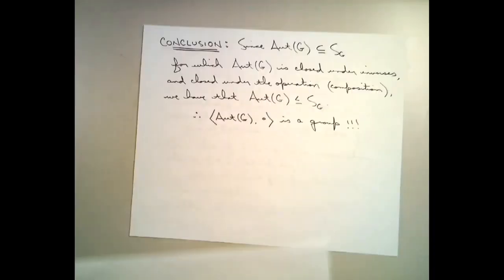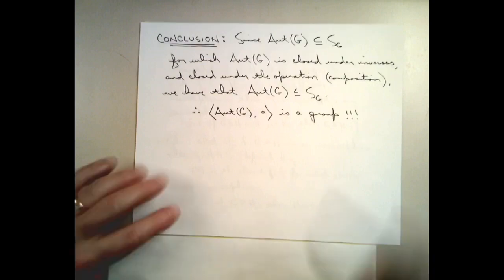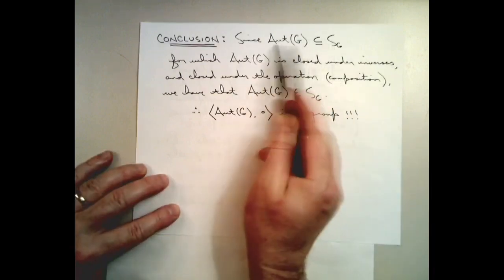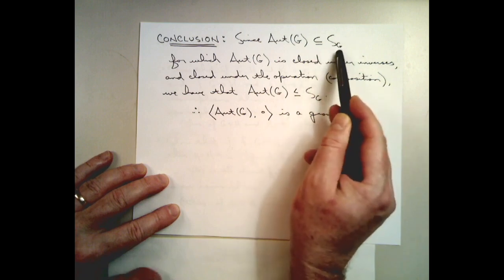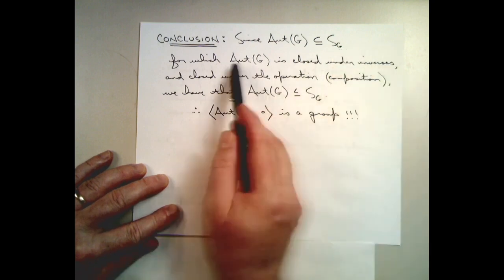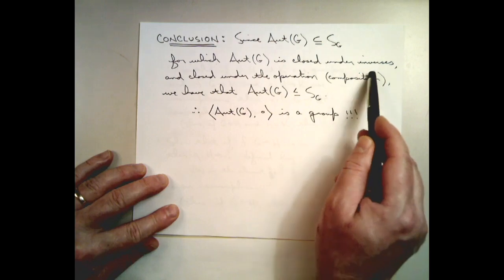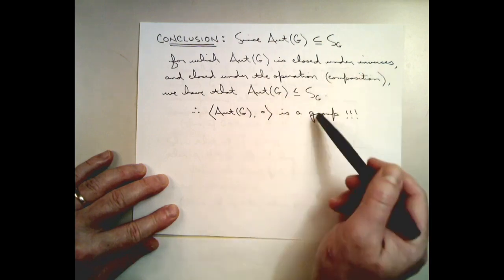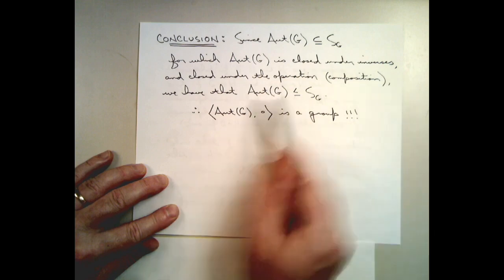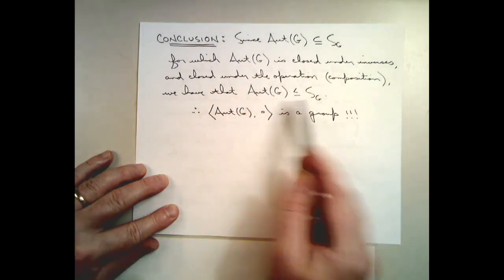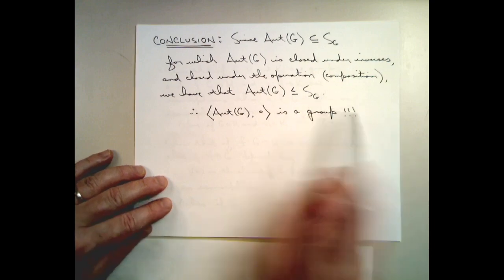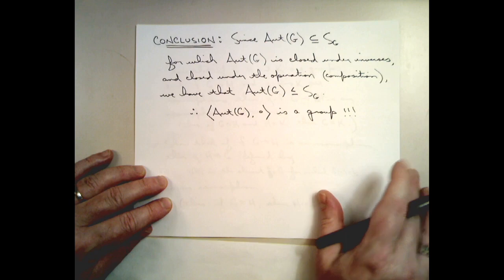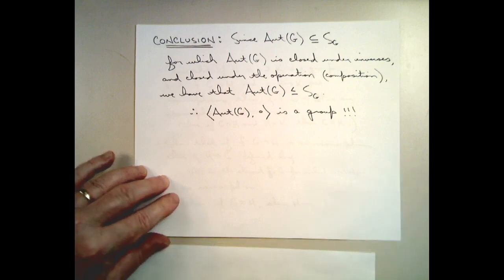So, in conclusion, what we've shown is that since the automorphisms form a subset of this known group, the group of permutations on G, and this set is closed under inverses and also under the operation of composition, that shows us that this collection of automorphisms is in fact a subgroup of the permutations of G. So the automorphisms under composition form a group.